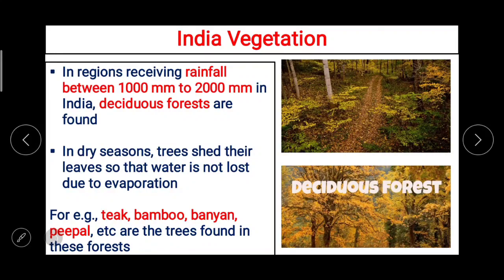In regions receiving rainfall between 1000 millimeter to 2000 millimeter. पहला जो हमने देखा evergreen में more than 2000 millimeter. Now here 1000 millimeter to 2000 millimeter in India. Then the deciduous forests are found. First evergreen, then we are talking about the deciduous forest.